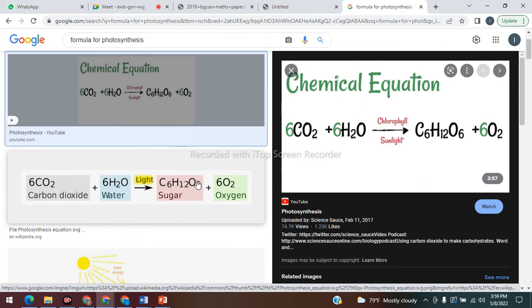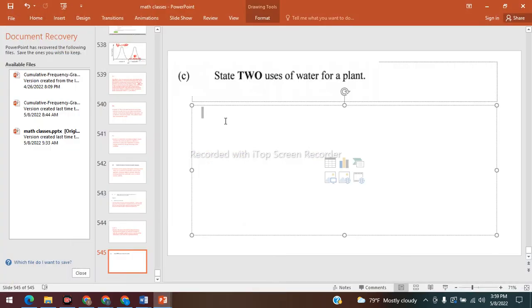This one, right? And then arrow, C6H12O6. I knew the word one. I don't know why they tell us only the word one though. O2. Thank you. Good. So for water, they say two uses, but we could give them at least three.